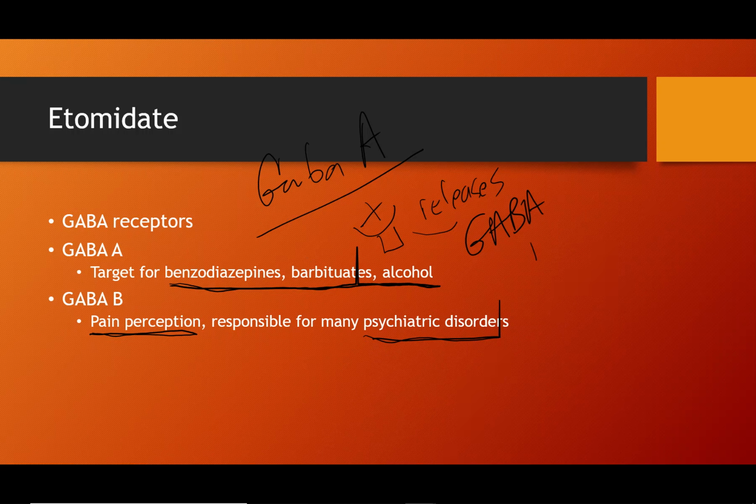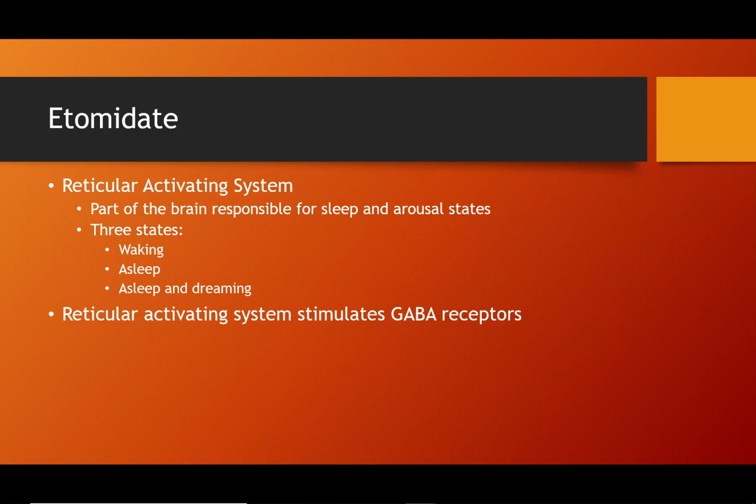Okay. Well, what is the reticular activating system? This is the part of the brain that is responsible for sleep and arousal states. And there's 3 different states with these: waking, you're asleep, and then you're asleep and dreaming. Not real important that you know that. What's more important is that the reticular activating system is a part of the brain responsible for sleep and arousal states. Now, very important here. When we activate the reticular activating system, that stimulates your GABA receptors, right?